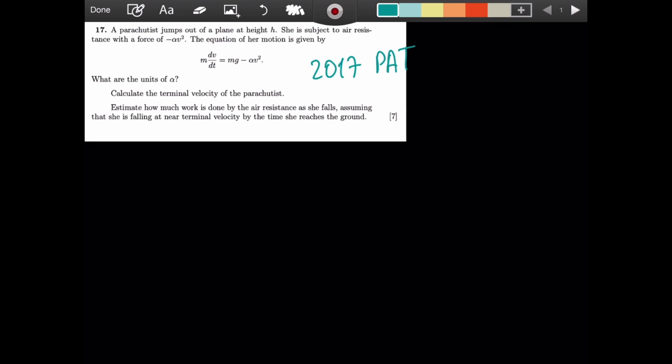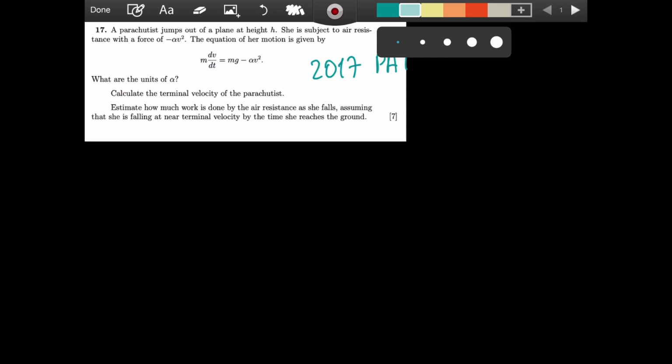So it says a parachutist jumps out of a plane at height h. She is subject to air resistance with a force of negative alpha v squared. The equation of her motion is given by the equation that you see, and it asks us what are the units of alpha. Then we can solve the rest of the question.